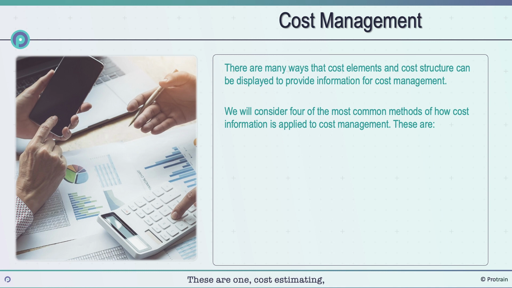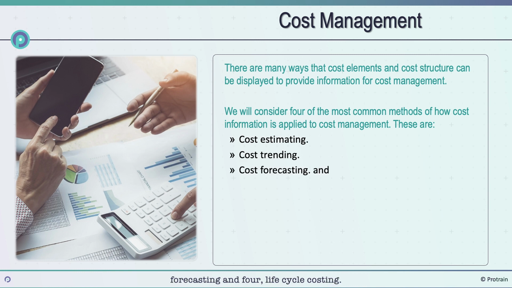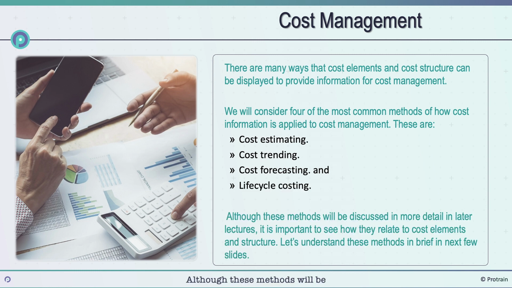These are 1. Cost estimating, 2. Cost trending, 3. Cost forecasting, and 4. Life cycle costing. Although these methods will be discussed in more detail in later lectures, it is important to see how they relate to cost elements and structure. Let's understand these methods in brief in the next few slides.